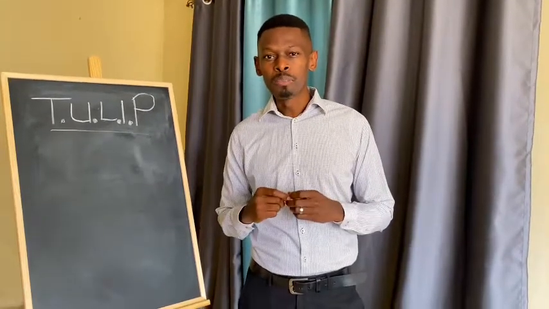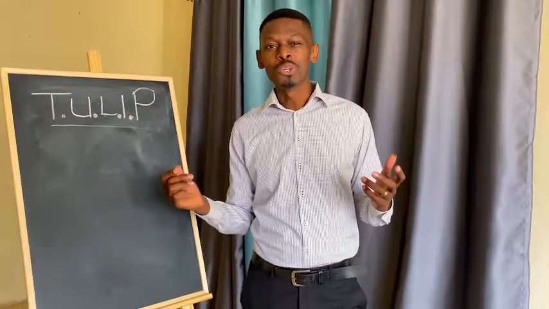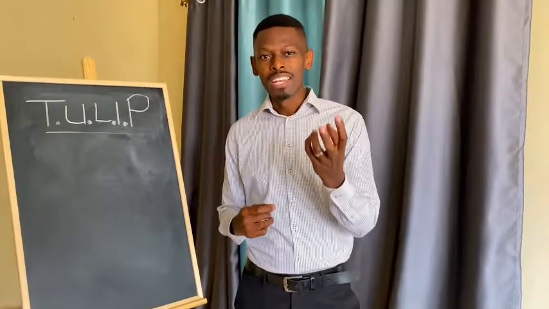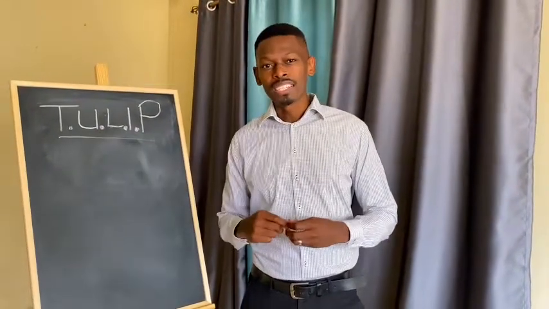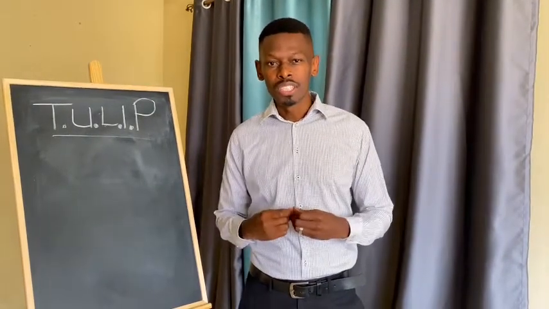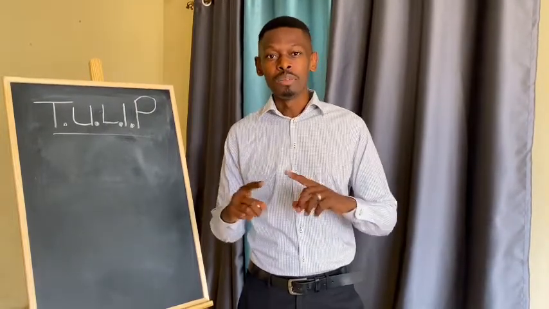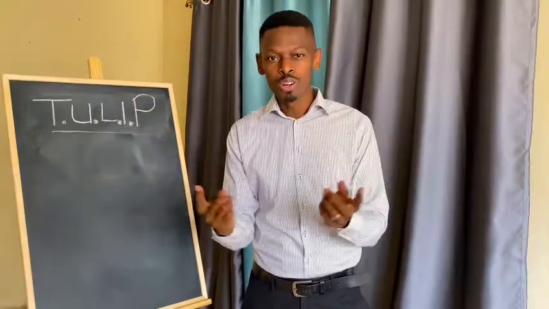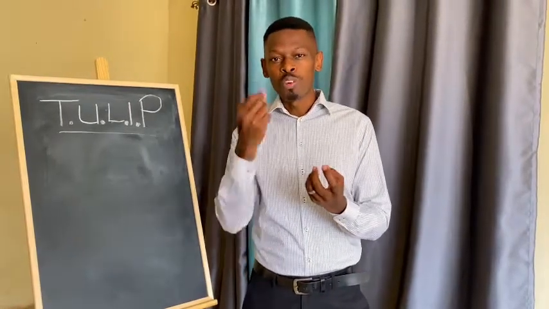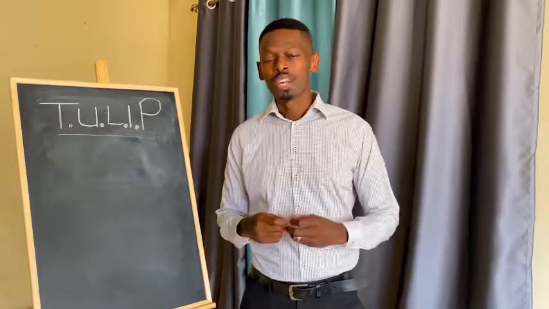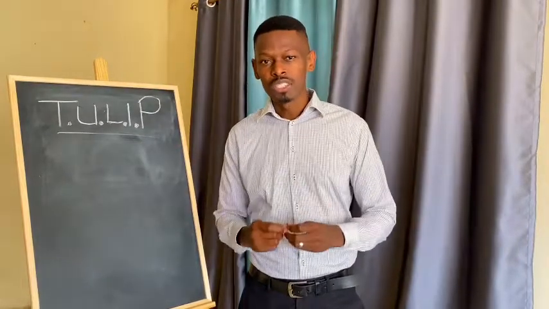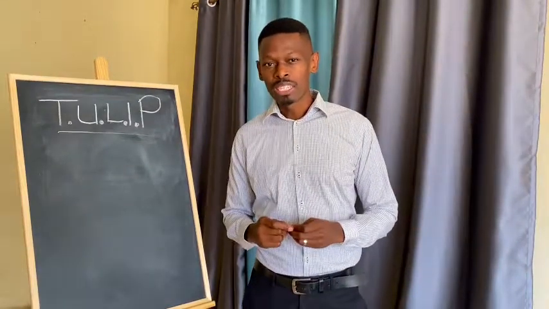L is limited atonement. Limited atonement simply suggests that Jesus did not die for everyone. Jesus died for the elect, the people that God has elected to attain salvation. So salvation is not for the whole world, according to John Calvin. Salvation is for the elect, those people who have been predestined to receive salvation. A very controversial subject, but he had enough scriptures to argue out the matter. You want to look it up.